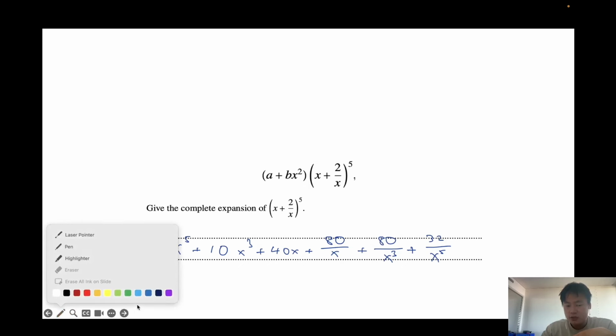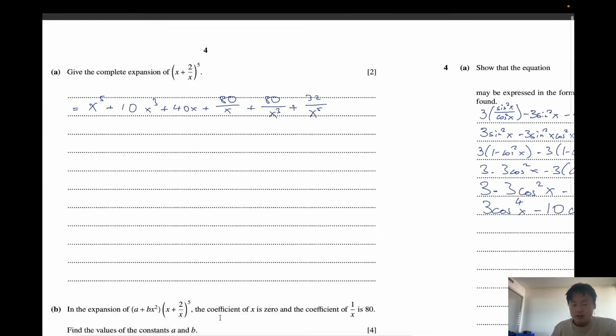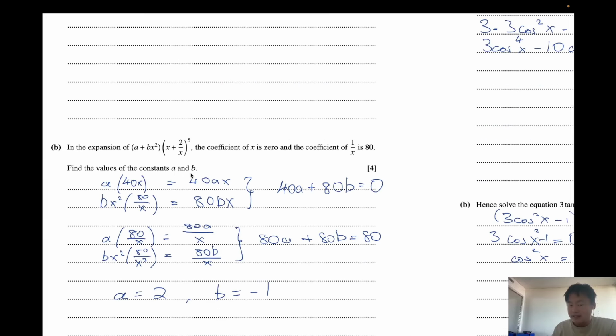They're really testing you on, hey, if this is what we have, and we want to find what a and b are equal to. If you read the question, they're trying to find the values of a and b, and they tell you this is the information. This is the information they give you to allow you to work out a and b.